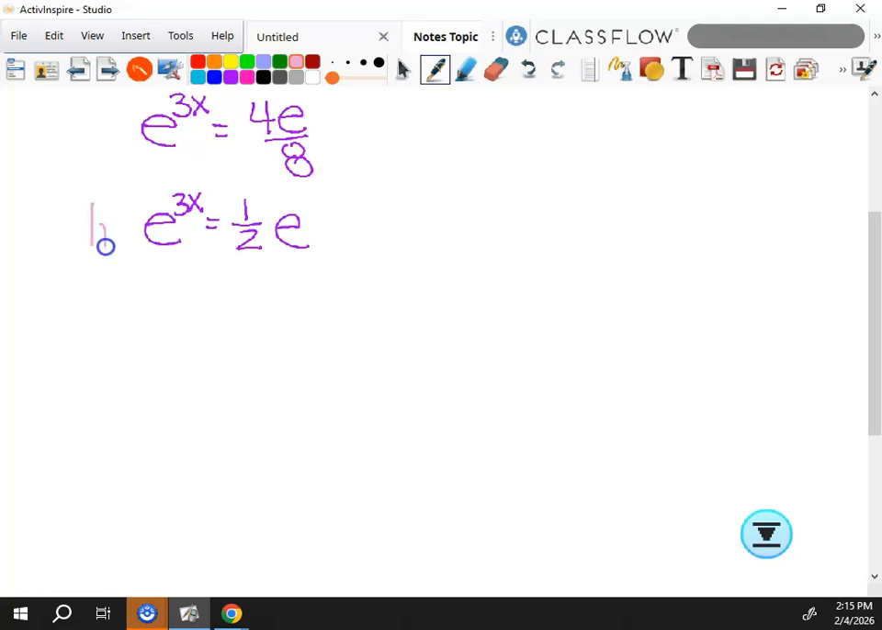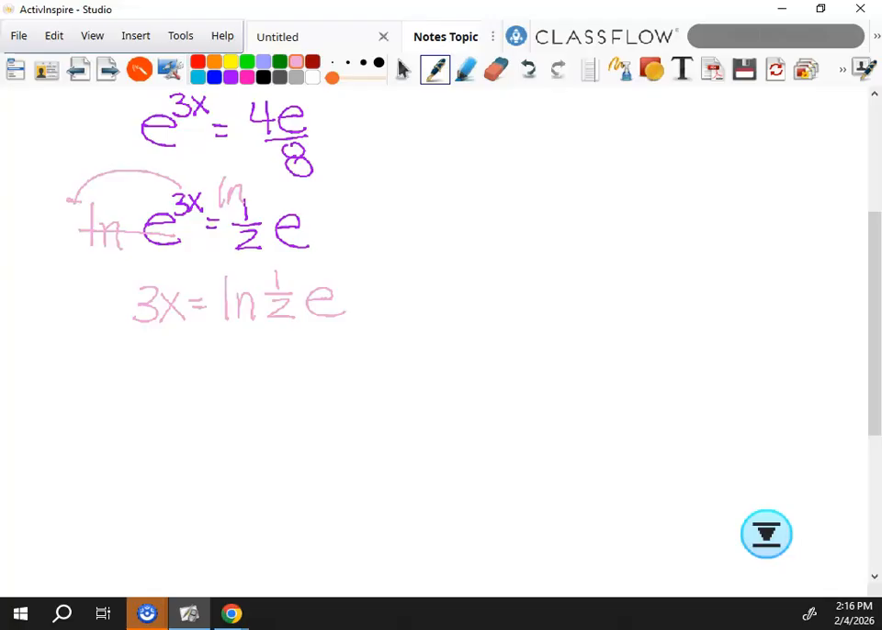So now I'm going to take the natural log of both sides. Then when I do that over here, the exponent gets to come out front, right? That essentially goes away. You're left with 3x, which is equal to the natural log of 1/2 e. The natural log of e on the right-hand side doesn't just make it disappear, because technically, remember, it's not disappearing.